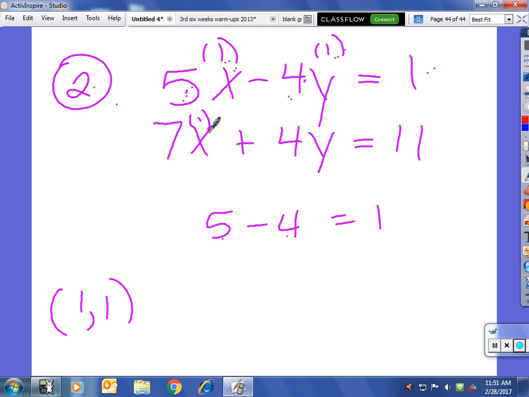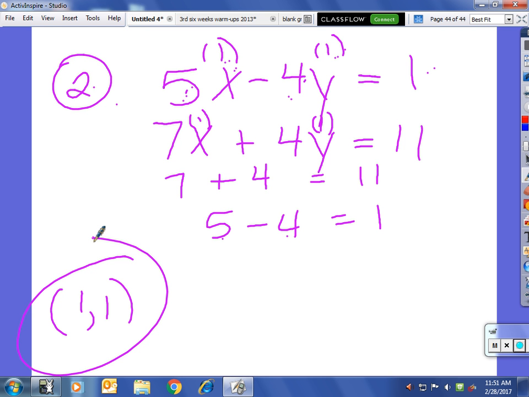Put a 1 in here and I get 7. Put a 1 in here and I get 4. What does 7 plus 4 equal? 11. So even if I didn't know how to solve it, I could guess and check the answers. 1, 1 is the only point that those two lines have in common.